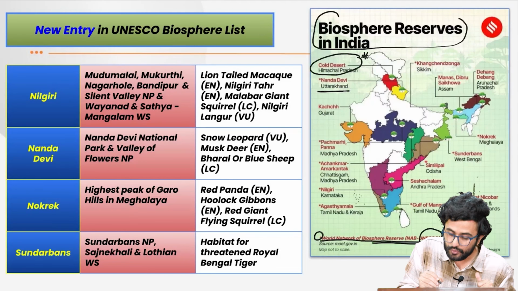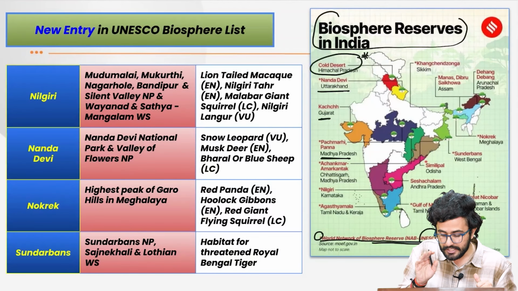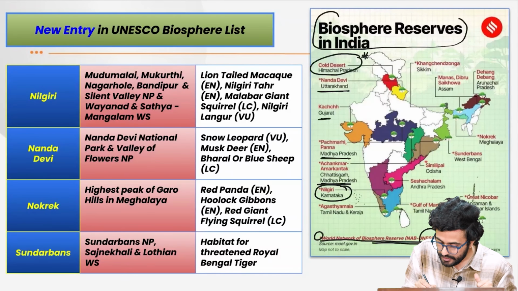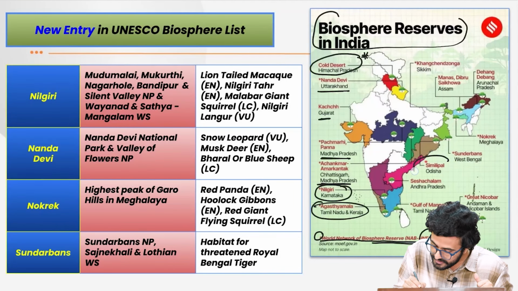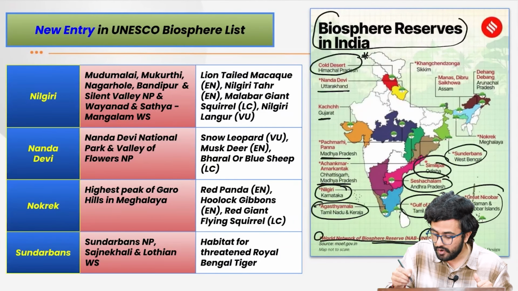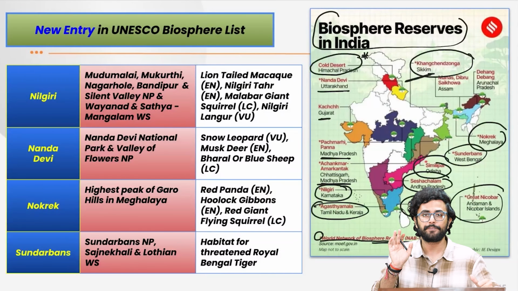Then there is Nanda Devi in Uttarakhand, Kutch in Gujarat, Panchmarhi in Madhya Pradesh, Achanakmar-Amarkantak in Chhattisgarh, then Nilgiri in Karnataka, Agasthyamalai in Tamil Nadu, Simlipal in Odisha, Seshachalam in Andhra Pradesh, Gulf of Mannar, Great Nicobar, Sundarban in West Bengal, Nokrek in Meghalaya, and Kanchenjunga in the region of Sikkim.